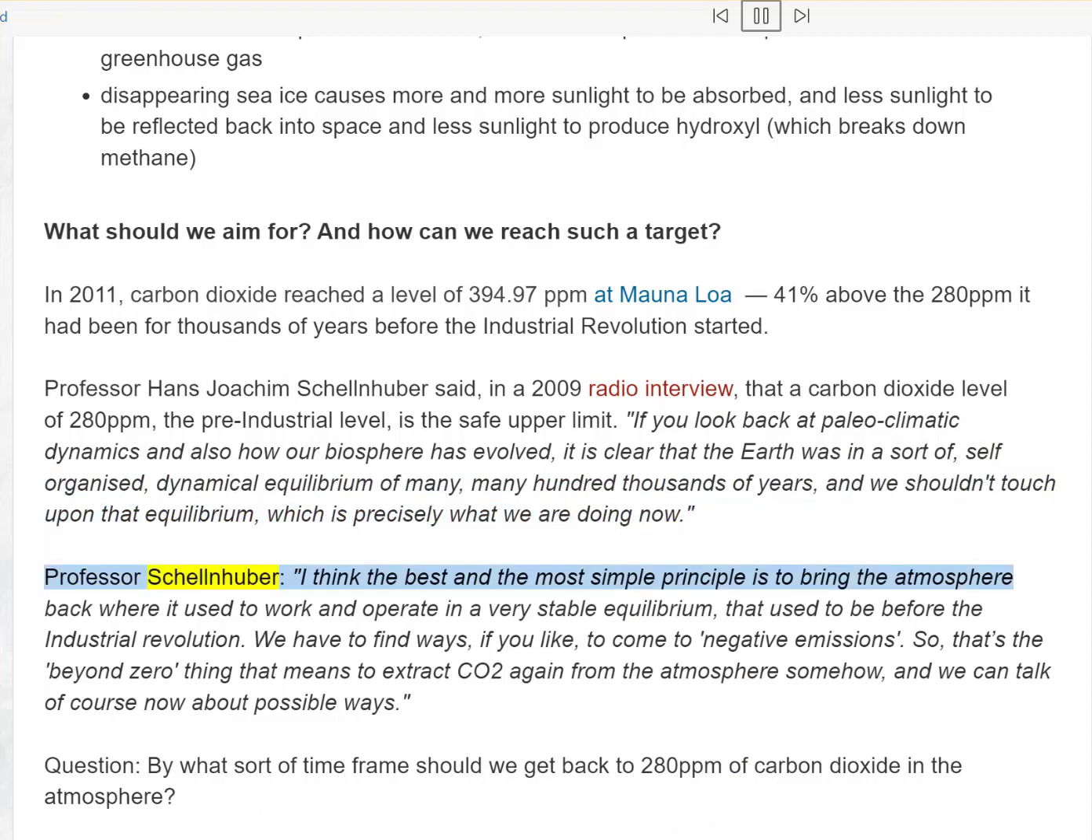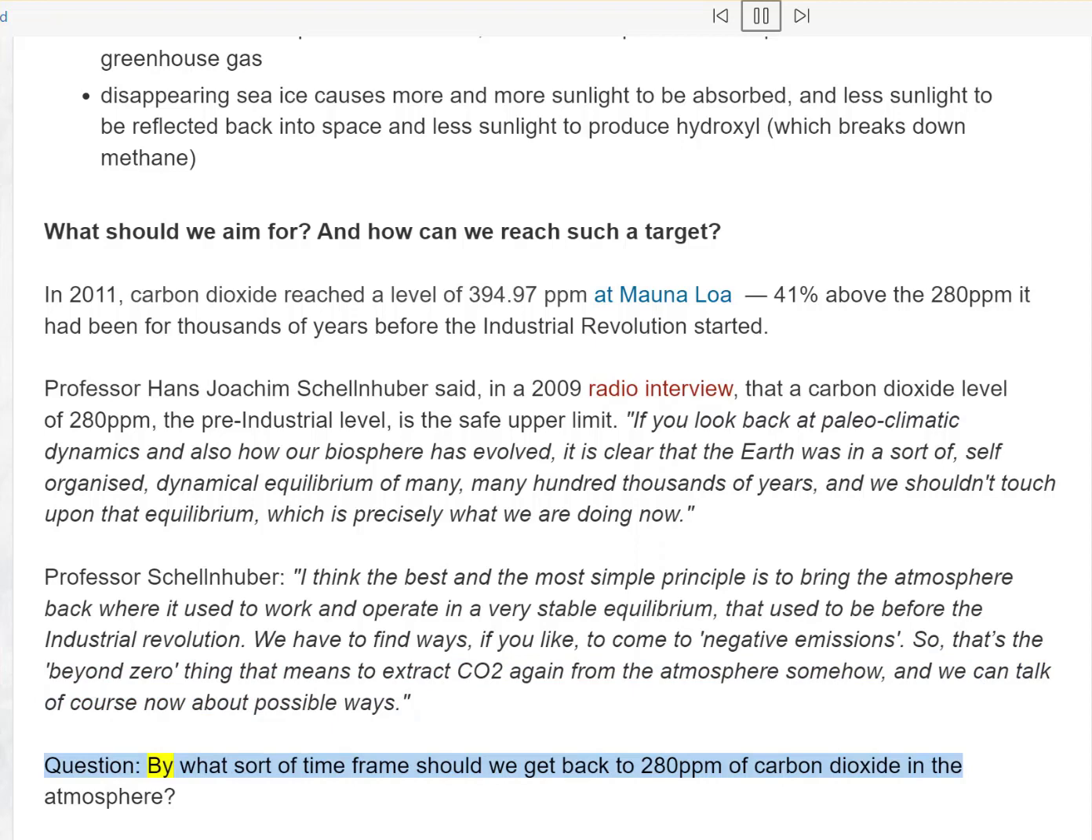Professor Schellnhuber: I think the best and the most simple principle is to bring the atmosphere back where it used to work and operate in a very stable equilibrium, that used to be before the Industrial Revolution. We have to find ways, if you like, to come to negative emissions. So, that's the beyond zero thing that means to extract CO2 again from the atmosphere somehow, and we can talk of course now about possible ways.